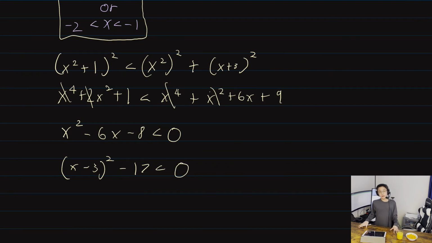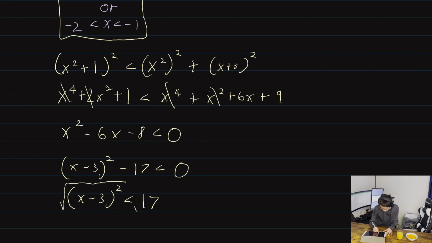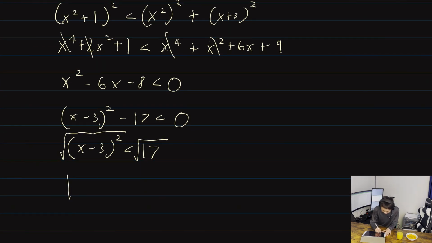So now let's add 17 to both sides. So x minus 3 squared is going to be less than 17. Now we could take the square root of both sides. And once again, when you square root a square, it's like taking the absolute value of what's inside. So we have the absolute value of x minus 3, and this must be less than square root of 17.